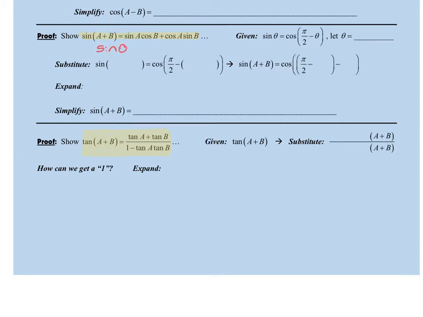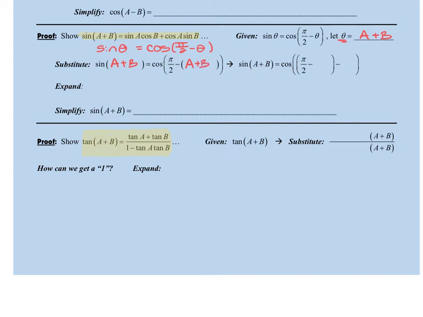We're going to say sine theta, and recall that that's going to be equal to cosine of pi over 2 minus theta, okay? Now, what we want to do is define that this theta is going to be a plus b, because that's what we're trying to do. We want to show that not just sine theta, but sine of a plus b. So we're going to say theta is a plus b. So if we substitute our theta as a plus b here, we need to substitute our theta of a plus b right here as well.